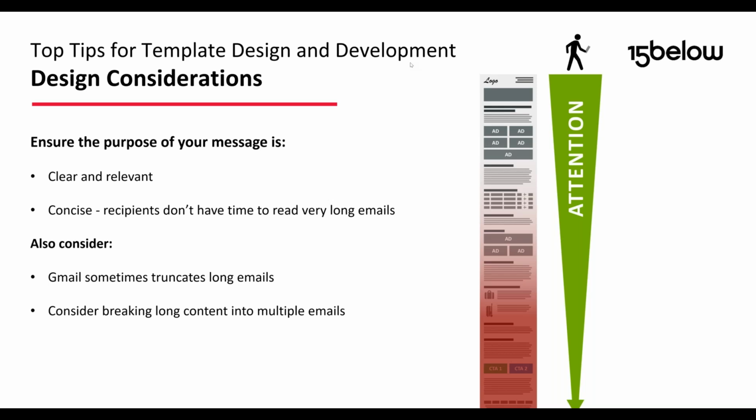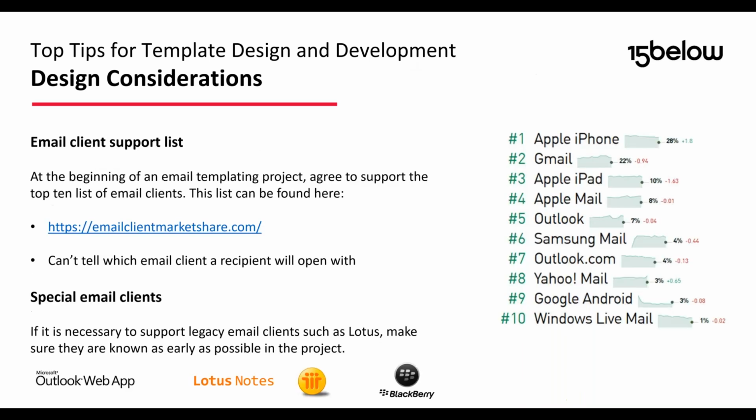Also, try to avoid making the emails too long. Many recipients don't have the time to read a long email, and they might miss some important information. There's also an issue where Gmail may truncate the message. If the email is getting a bit too long, consider whether it could be split into 2 or more messages, or if links could be provided off to a website somewhere containing the extended information.